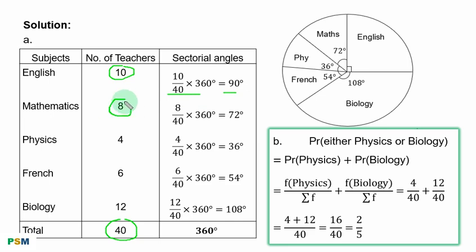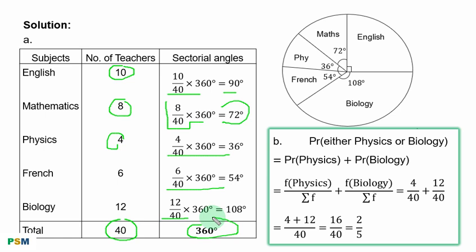To convert 8, you write 8 as 8 over 40 times 360 degrees. That is 72 degrees. To convert 4, you have it in this form, 6 in this form, 12 in this form. If you add all the angles, the total should be 360 degrees. Next, with your pair of compass, you draw a circle.